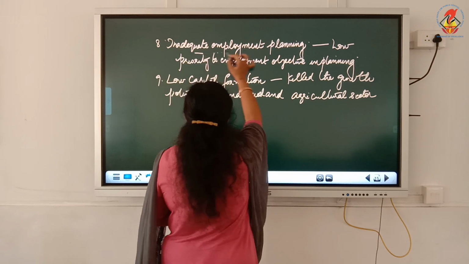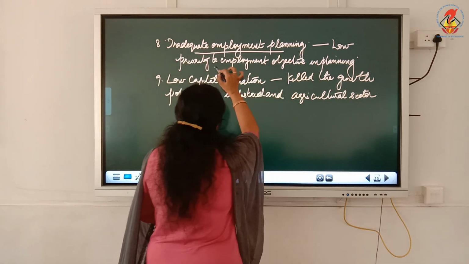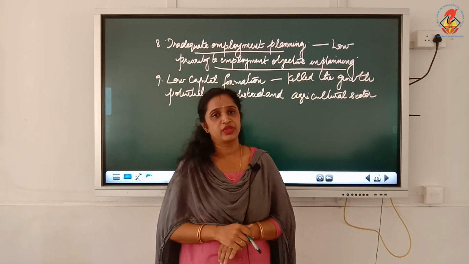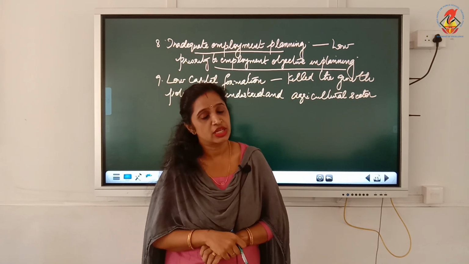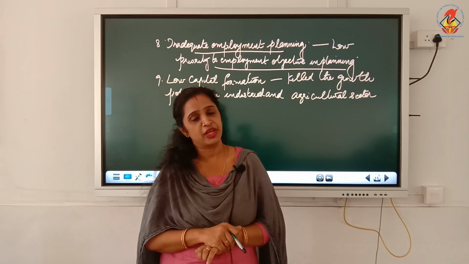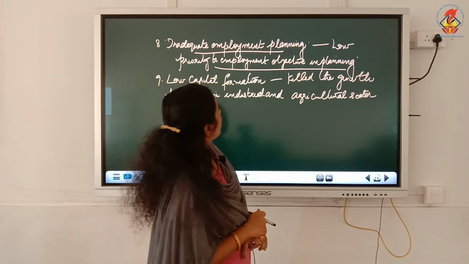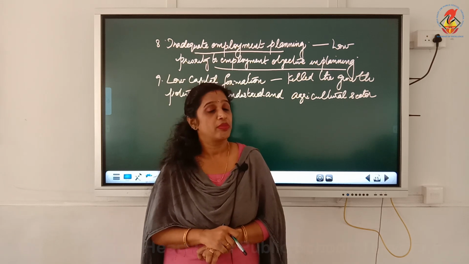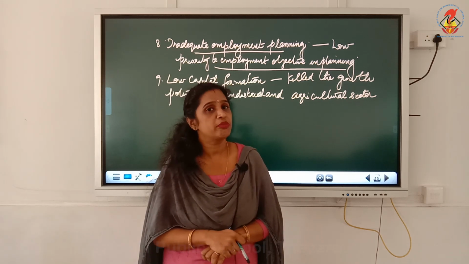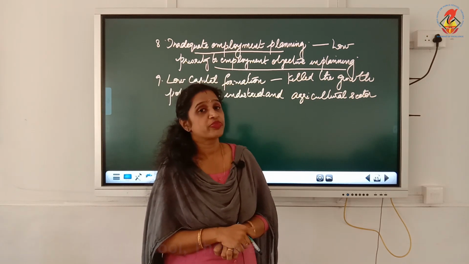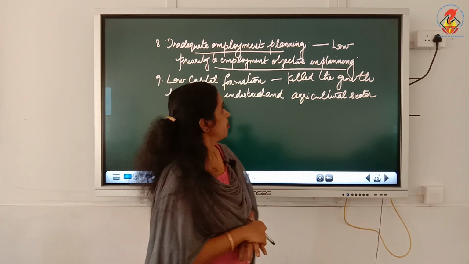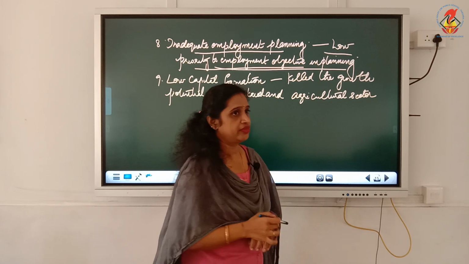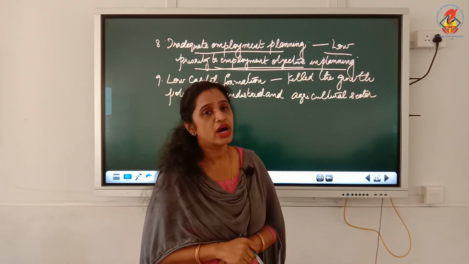Next is inadequate employment planning, low priority to employment objective in planning. Now the planning is done for 5 years, isn't it? So 5-year plans. In the 5-year planning, employment was not given that much priority. So during the planning time, the employment should be given priority to eliminate the problem of unemployment. So due to low priority to the employment objective in planning, it has resulted in the problem of unemployment.